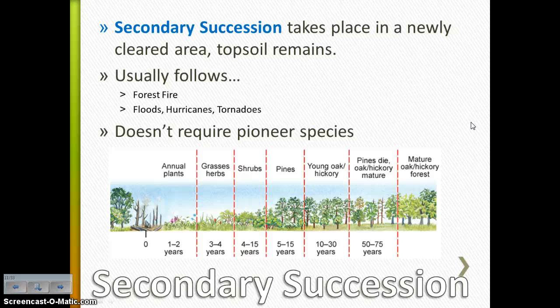So you just basically start off with small little plants that start to grow, they get bigger, then you can support grasses, then you can support shrubs, then you have your smaller trees until eventually you can have your larger trees.